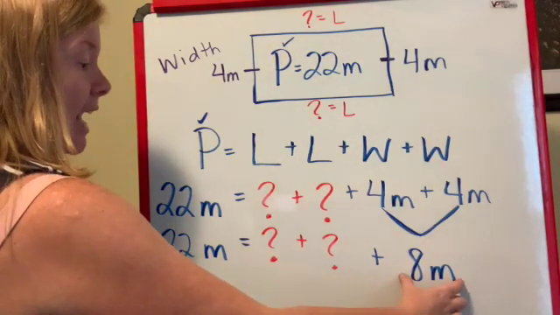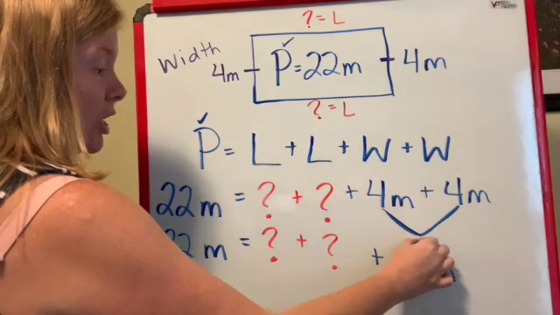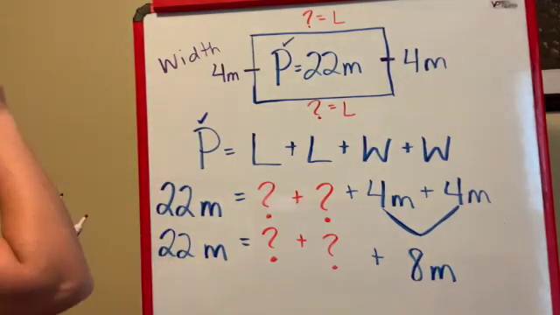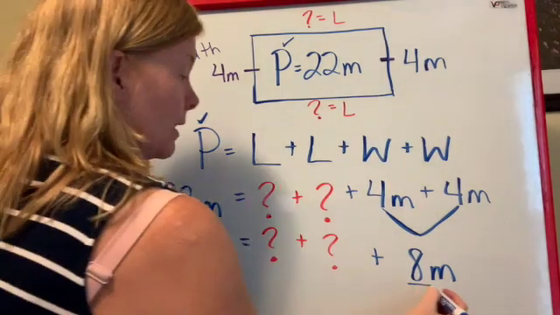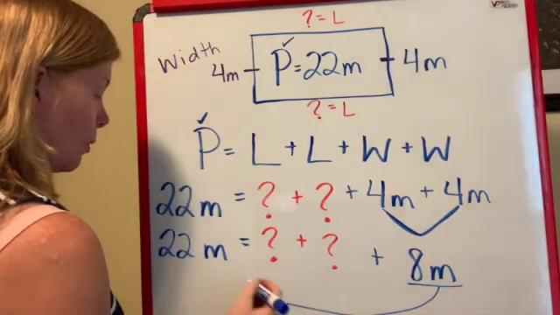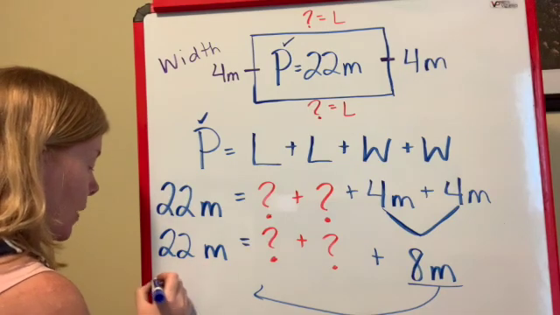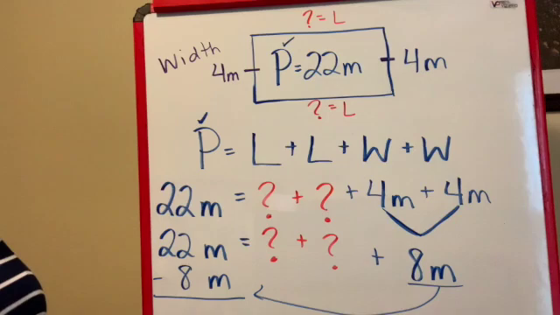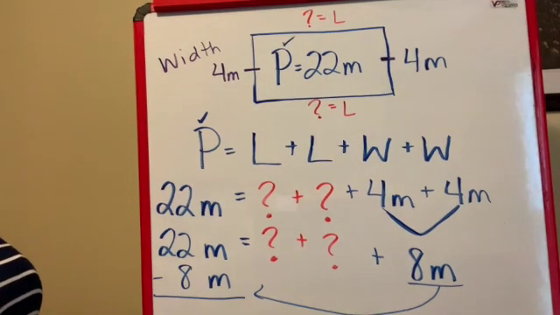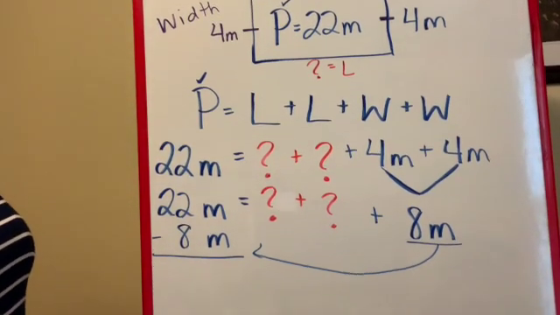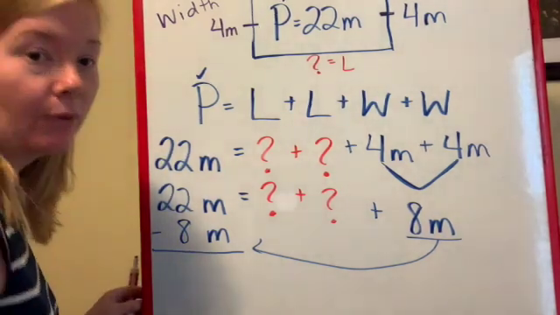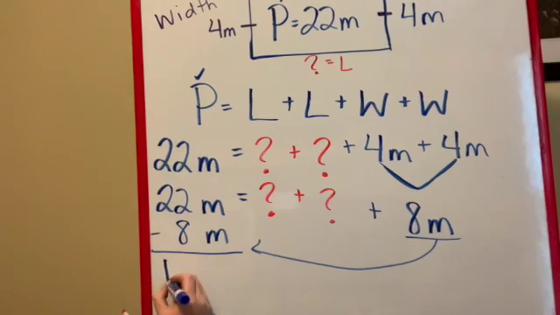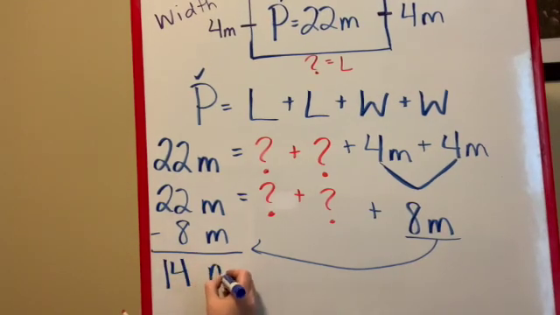Yes, we take this 8 meters, which is what we just figured out, and we subtract it from the 22. So we say 8, we bring it over here and we say 22 minus 8 meters. 22 minus 8. What is 22 minus 8? Absolutely, it is. You are correct. It is 14 meters.